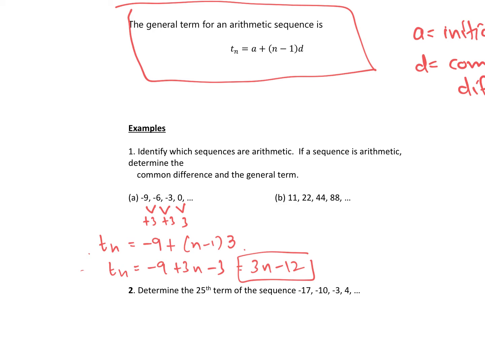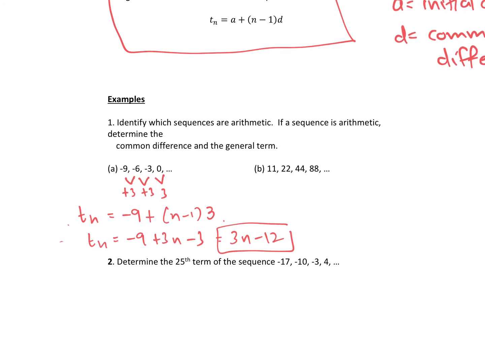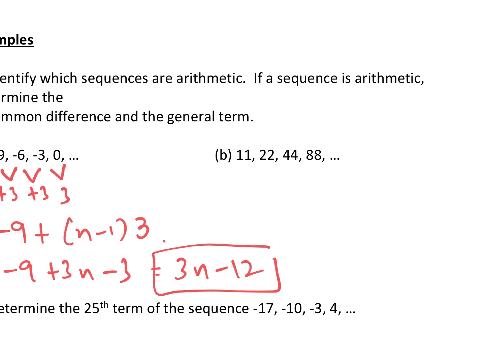In the next example, let's make this a bit bigger here. So the first two, I'm increasing by 11. I'm increasing by 22, and I'm increasing by 44. So this is not arithmetic because we are not increasing by the same amount. There is no common difference.